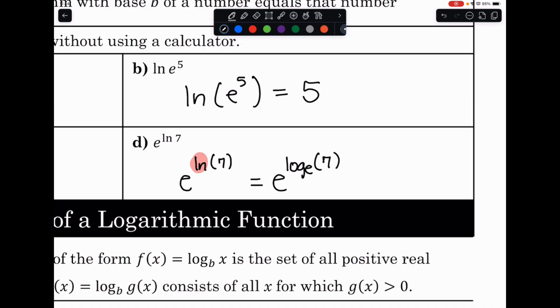But of course, you don't have to rewrite it, just as long as you understand that these two things are inverses of each other, because the base of the log is the same as the base of the exponential expression. Those will cancel, and you end up simply with the value of our log, which is 7.